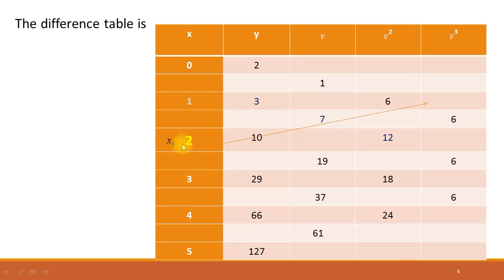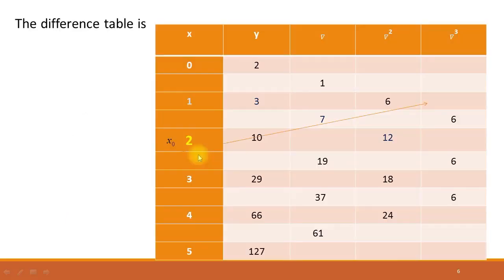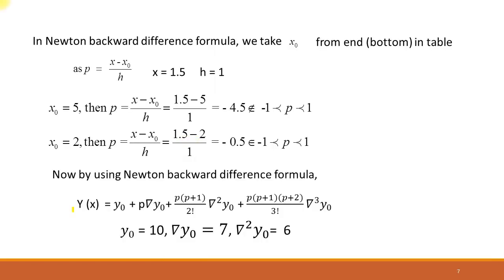So suppose we take x naught equal to 2. Then p is equal to x minus x naught divided by h, 1.5 minus 2 divided by 1. The value of x is 1.5 and the value of x naught now is 2, and this 2 lies from the end of the table at the 4th position. So note this position. Now 1.5 minus 2 is equal to minus 0.5, which lies between this range minus 1 and 1.